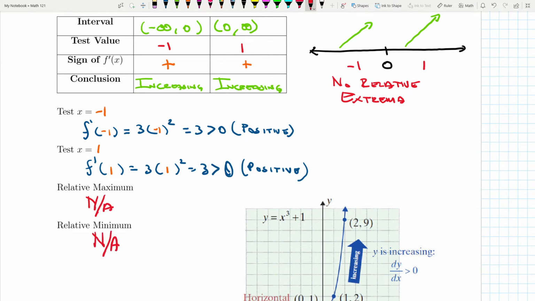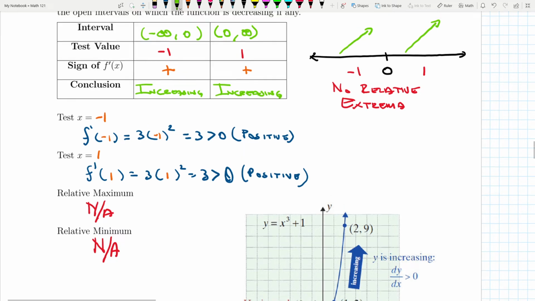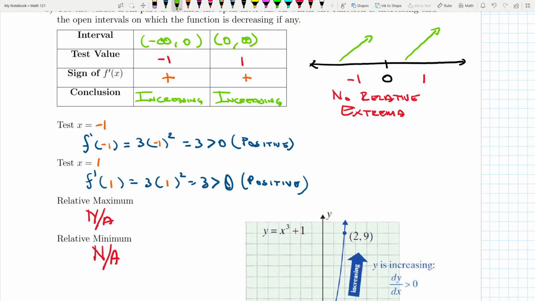All right. However, we may still be asked the intervals for which the function is increasing. So f of x, when we put this together, we need to list them either with commas or with the union symbol. However, it looks like our textbook uses the commas instead of the union sign. So f of x is increasing on the interval -infinity to 0, comma, 0 to infinity.